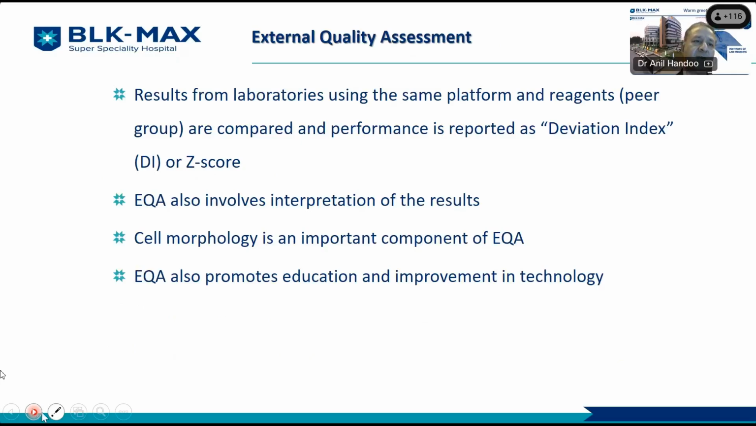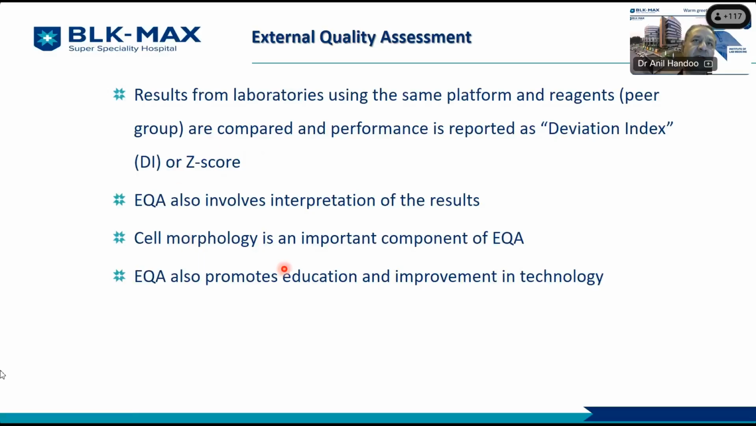So what you get is what is called the deviation index or the Z-score. You can also define, if you're not having a PT provider per se, and then you're comparing it with another lab, you will have to define which lab is going to be the standard lab and against which lab is going to be assessed. That also needs to be done.